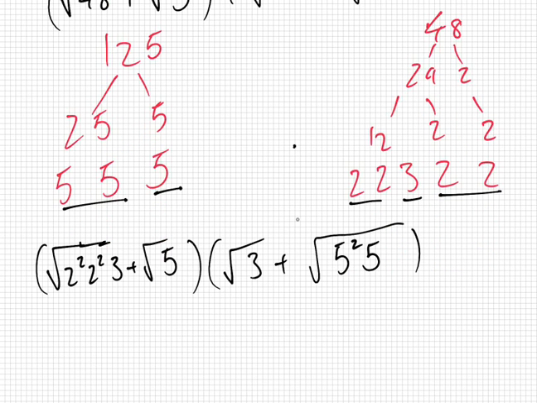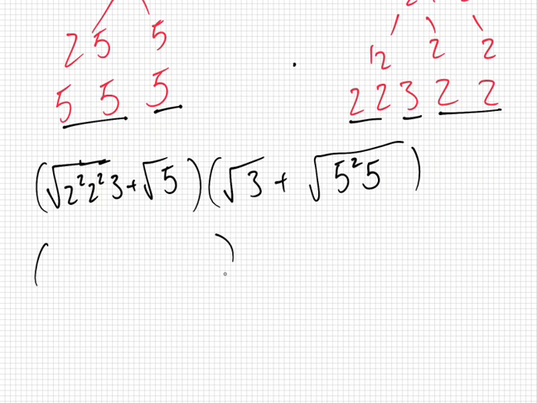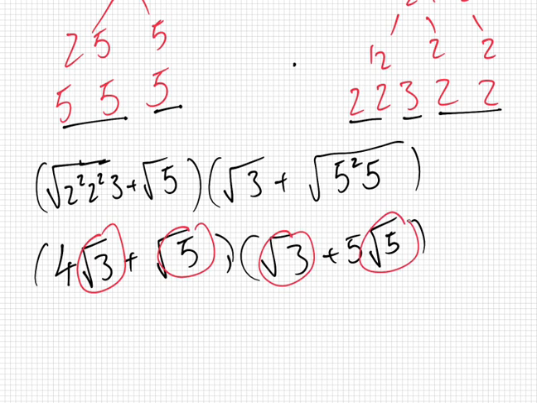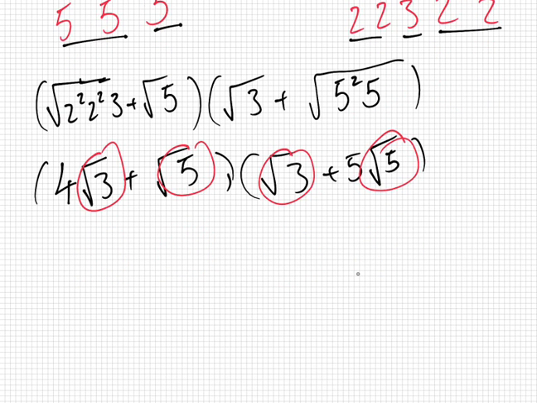Come on, let's go down. So this is 4, because it'll be 2 multiplied by 2, 4 root 3 plus root 5, root 3 plus 5 root 5. Now, you can see why it's a little bit easier, because this is root 3, this is root 5, this is root 3, this is root 5. So when you multiply it, it's a little bit easier. So let's do the first one.